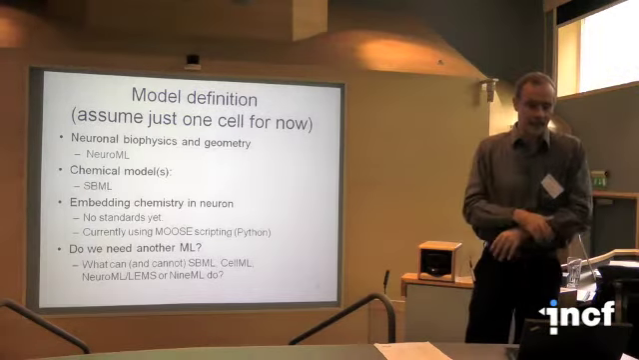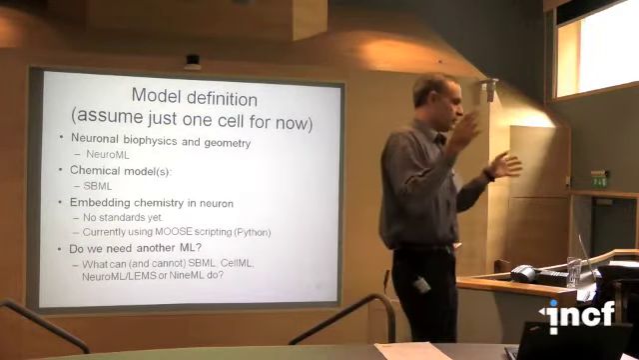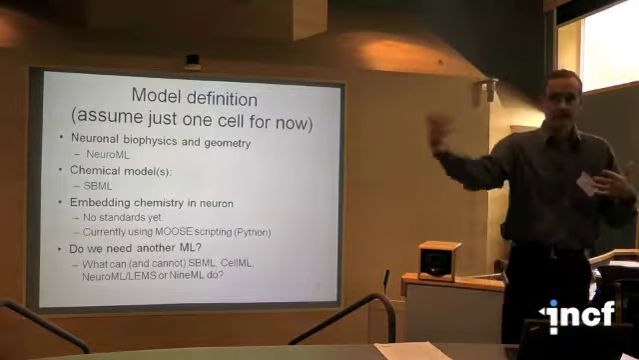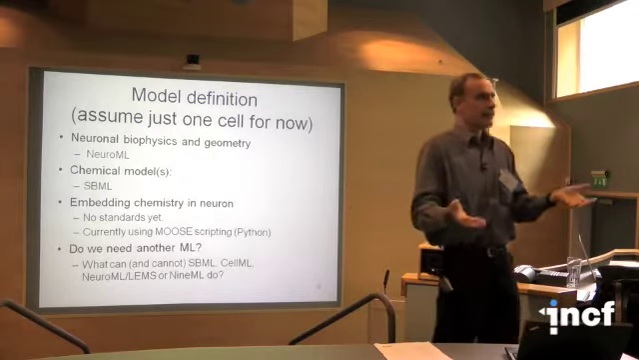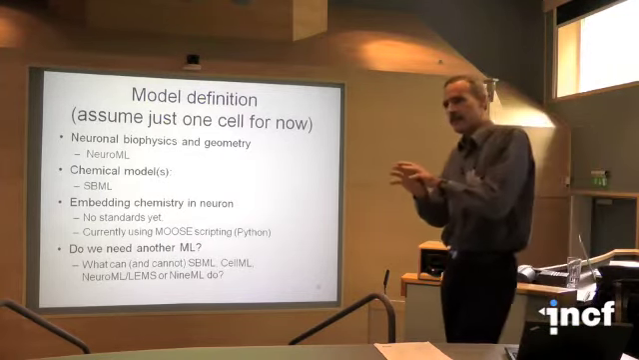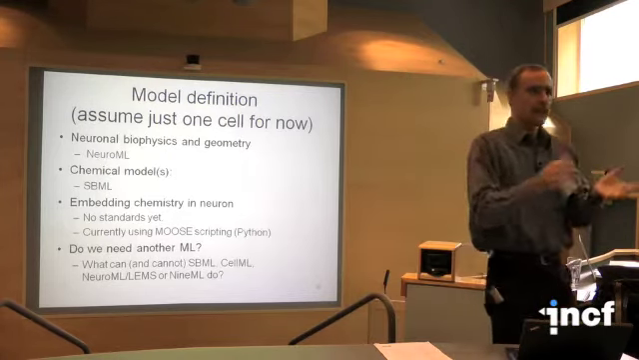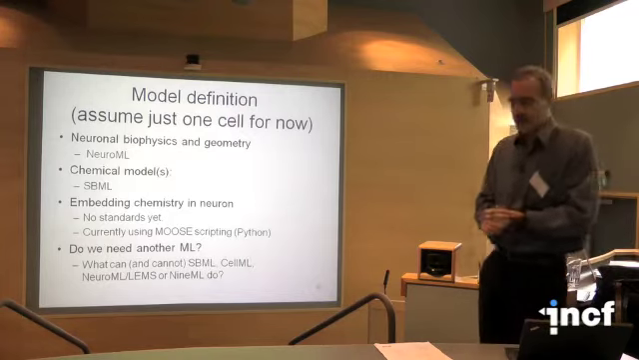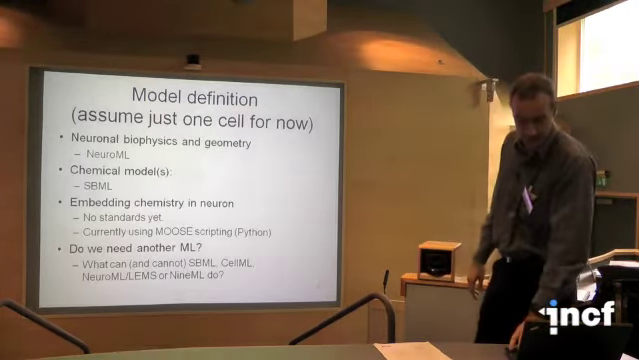This is just what works for now. And so this brings me to, I think, one of the key points that I would like to present here, which is, do we need another modeling language, a markup language, to specify chemistry embedded in cells if you were trying to do this kind of model? Or is it something that can be done in existing frameworks? So what can and cannot be done using SBML, CellML, NeuroML, LEMS, or 9ML?